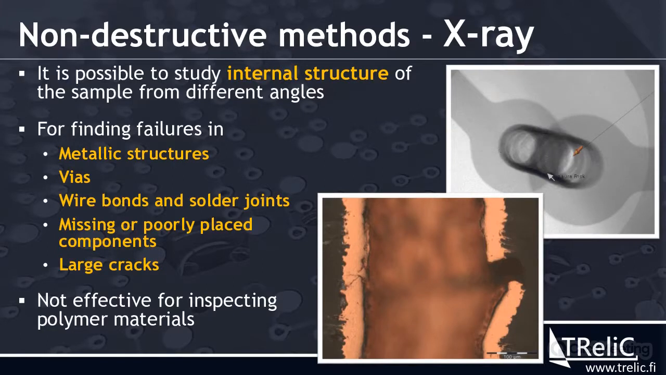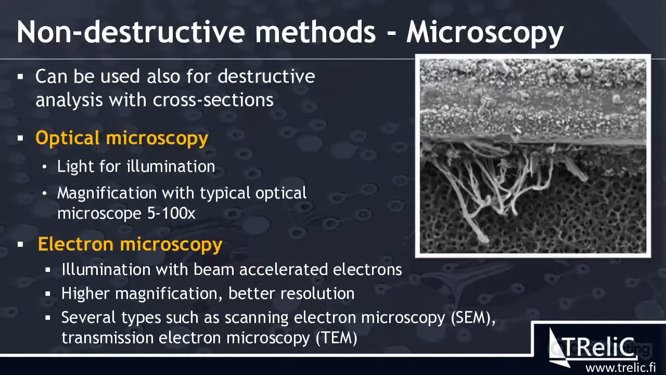For example, here is a crack in a plated through hole in a printed circuit board, which can be seen in the X-ray analysis. This is not really good then for checking, for example, polymer materials. Now microscopy is here, although quite often we use it as a destructive technique, but especially optical microscopy can also be used to do more detailed visual inspection, and is often very useful to do that.